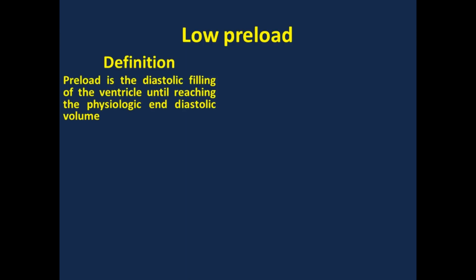So we'll take one by one, like pathophysiologic mechanism, and how to assess that by blood pressure numbers. Low preload, by definition, preload is a diastolic filling of the ventricle until reaching the physiologic end diastolic volume.